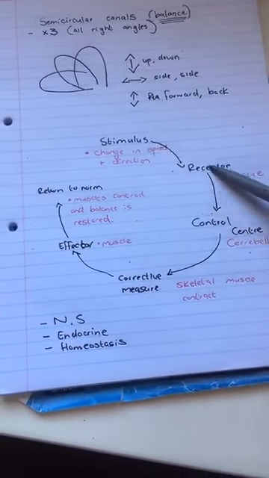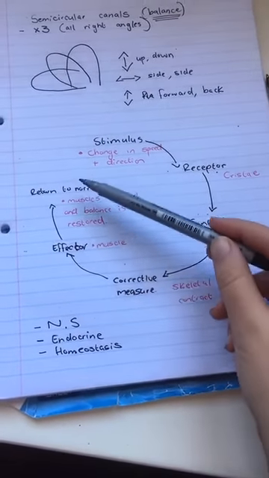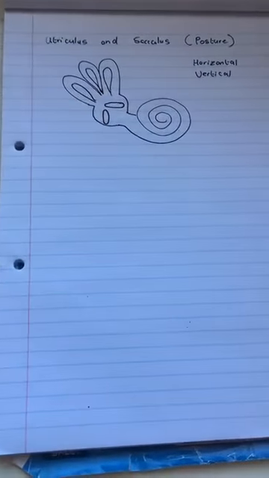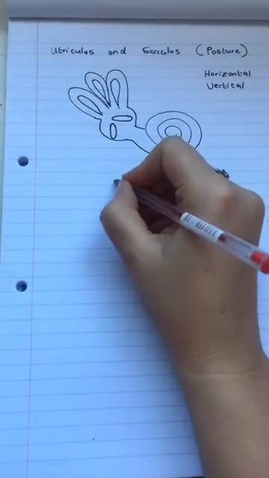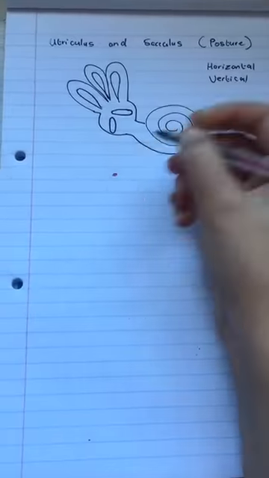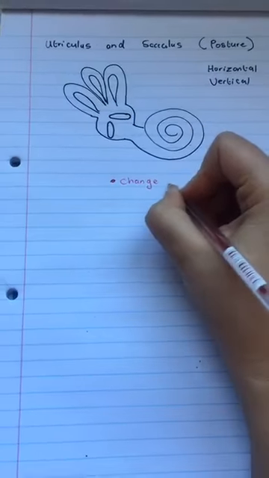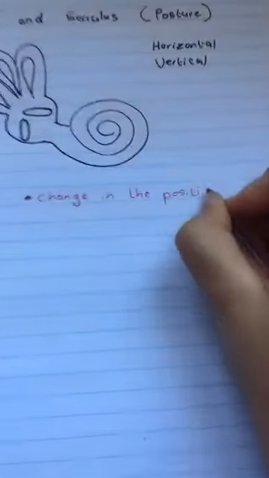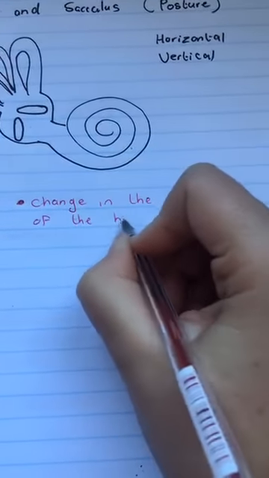And so we're going to follow our stimulus, receptor, control center, corrective measure, effector, return to norm example each time. And so we'll do it again. This time I'm not going to write in stimulus and receptor. I'm just going to use the answers. So you always have to say what the stimulus is. So in this instance, it is a change in the position of the head.